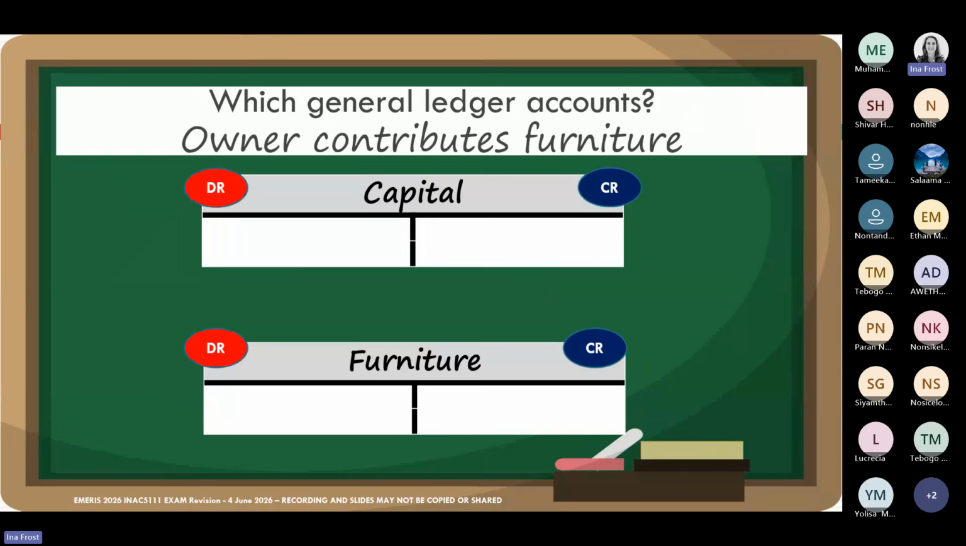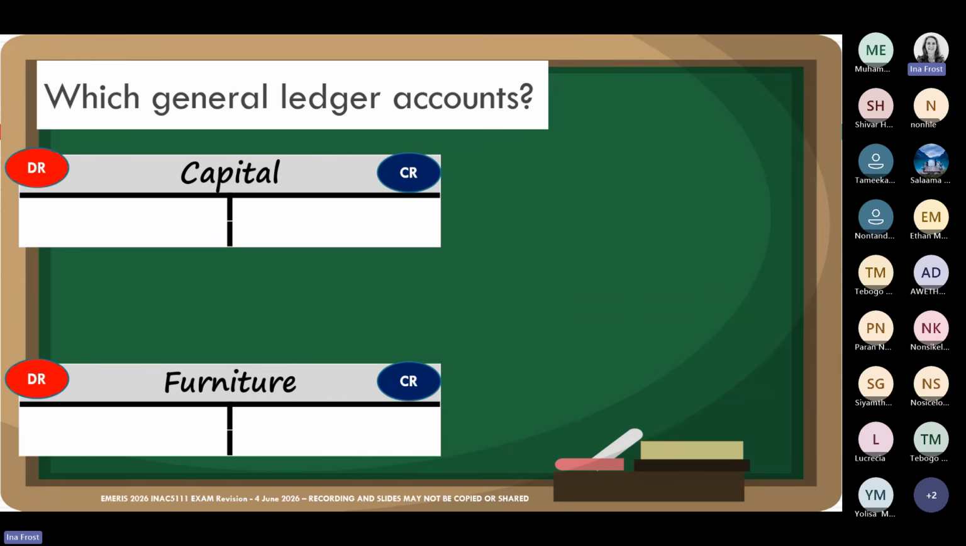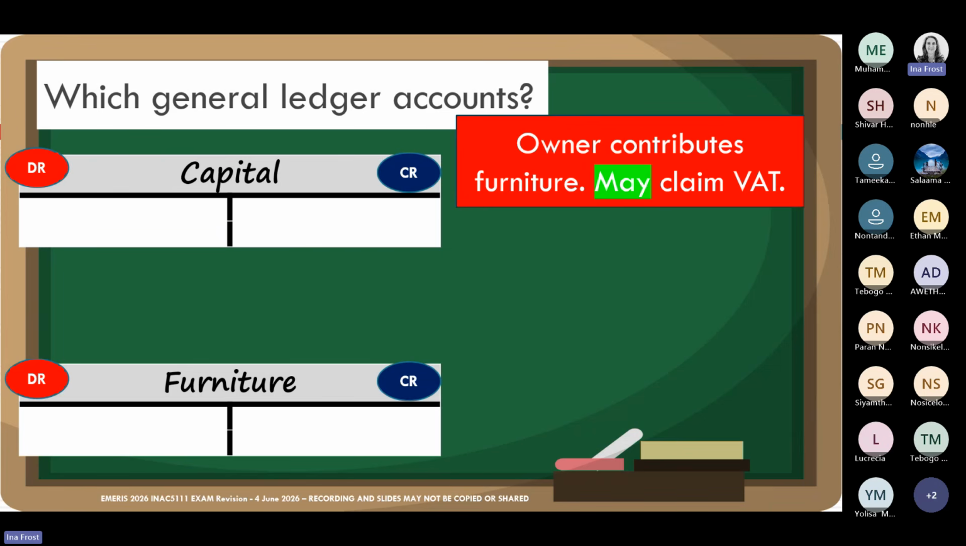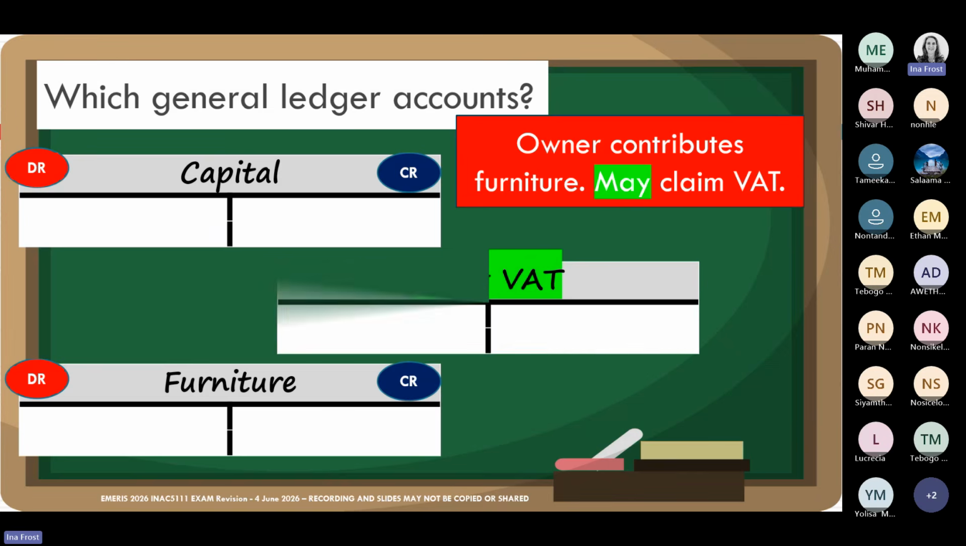Okay, I'm sure you've all got that, but the two general ledger accounts are capital and furniture. But in the question, they also said that we are allowed to claim the input VAT. So this means we also have to take into account that there's going to be an input VAT leg to this transaction.